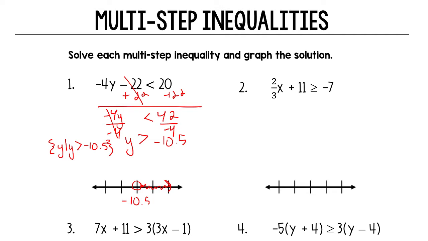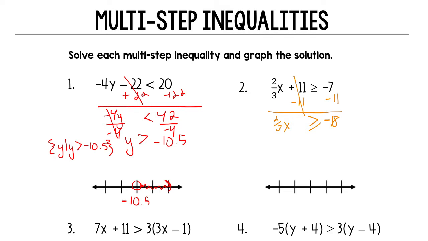Let's do another one, same idea. We've got x this time. To get x alone, we need to first subtract 11 from each side. 2/3 x stays. 11s cancel. Just because we're subtracting doesn't mean we switch our inequality. So it stays just how it is, and that's greater than or equal to negative 18. So now we multiply both sides by the reciprocal. 3's cancel, 2's cancel.